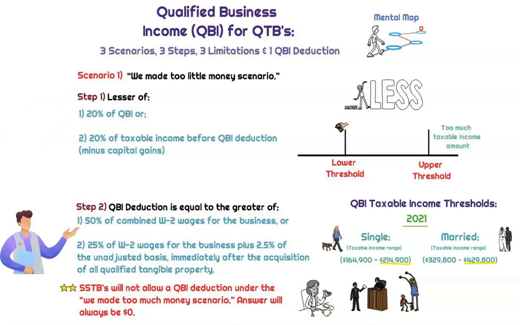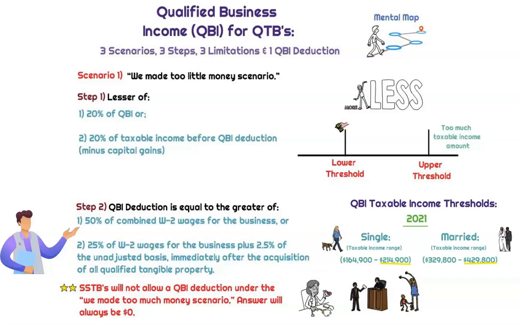Okay, so they're going to take this tentative deduction calculated in step one, and then they're going to limit it again to the greater of 50% of the combined W-2 wages for the business, or 25% of W-2 wages for the business, plus 2.5% of the unadjusted basis immediately after the acquisition of all qualified tangible property. What in God's name does that mean? Basically, we're just saying 50% of all the W-2 wages, or 25% of the W-2 wages, plus 2.5% of property, plant, and equipment. Okay, so anytime you see the value of PP&E within this scenario, we're just going to be taking that 2.5% of that value.